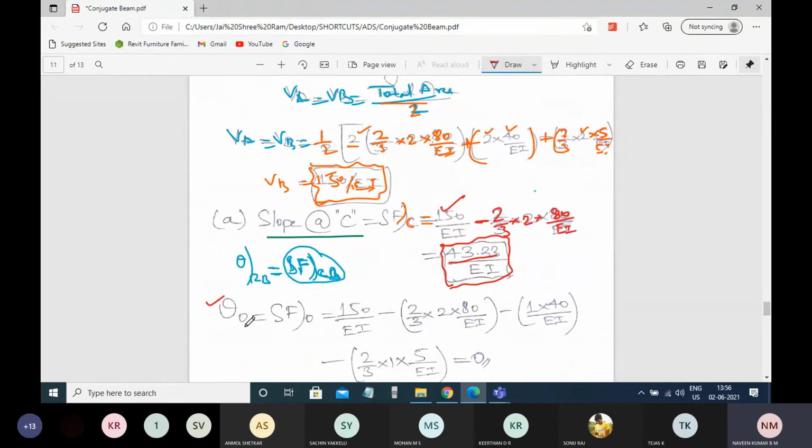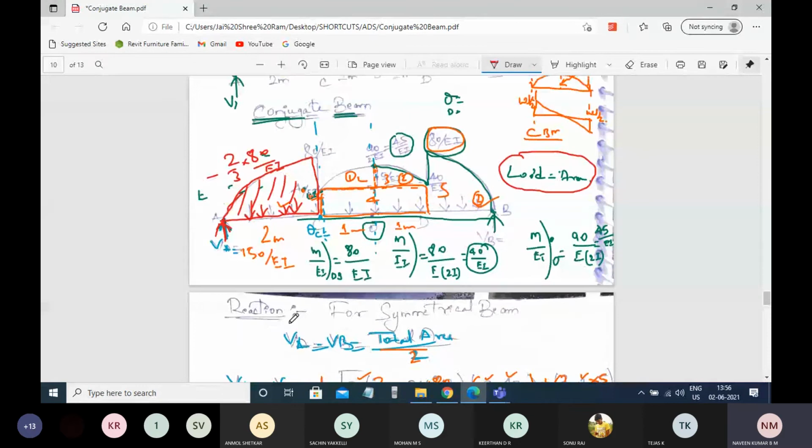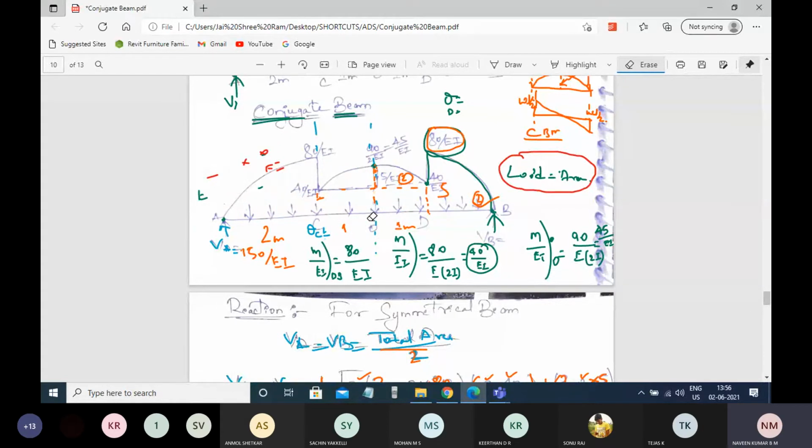So then how to find theta at midpoint? That means slope at this particular portion. Okay. So then how to find the slope at this particular portion, that is theta O. In order to find theta O in the real beam, that is equals to shear force at O. So the load that you need to consider is from A to O.